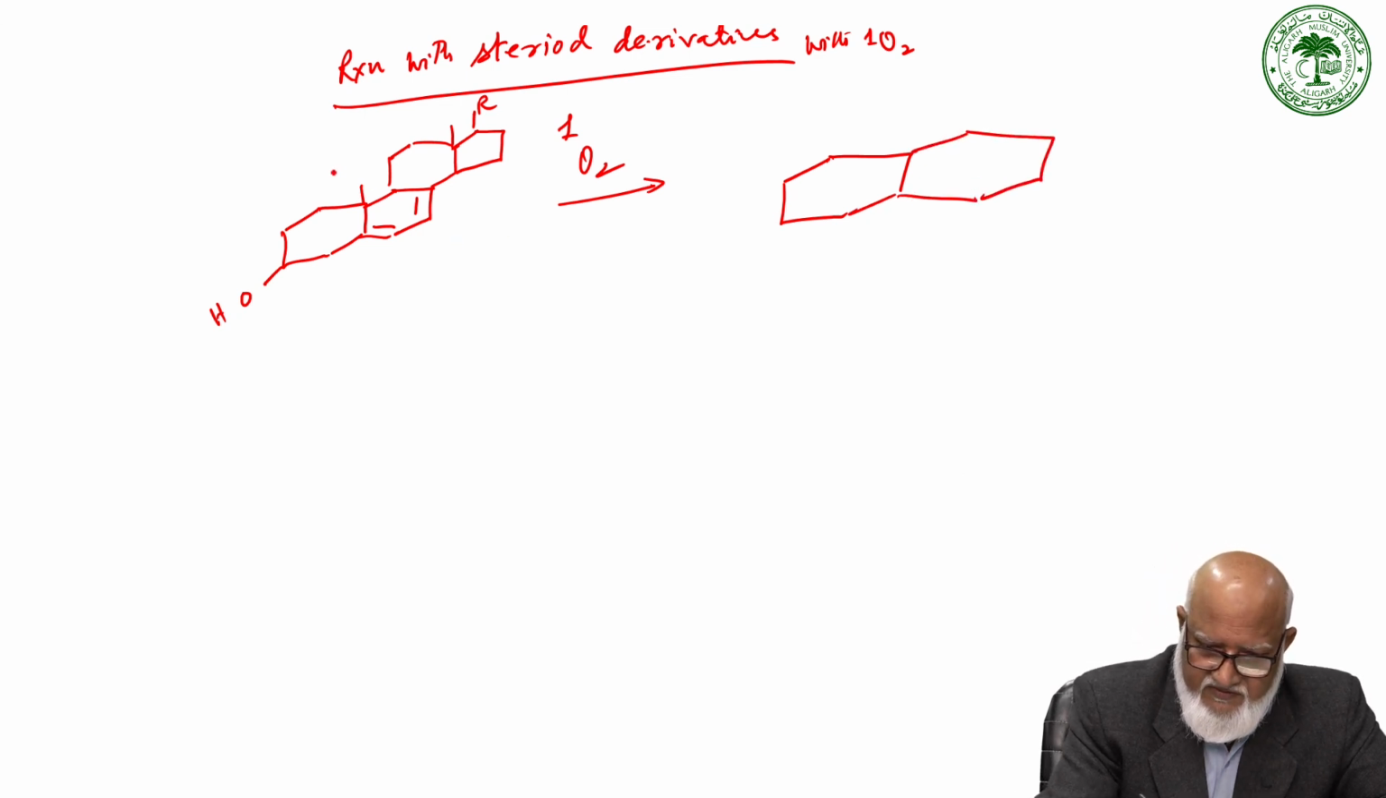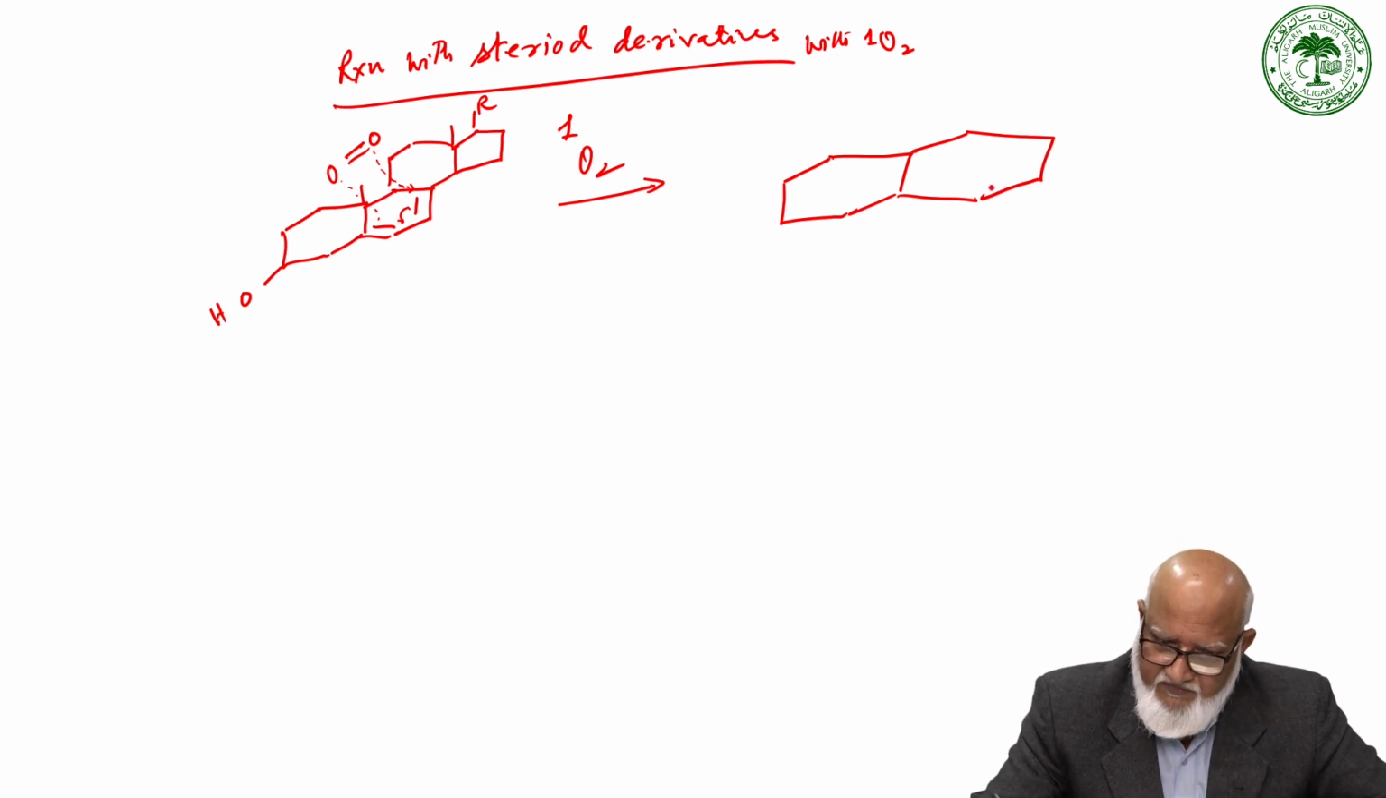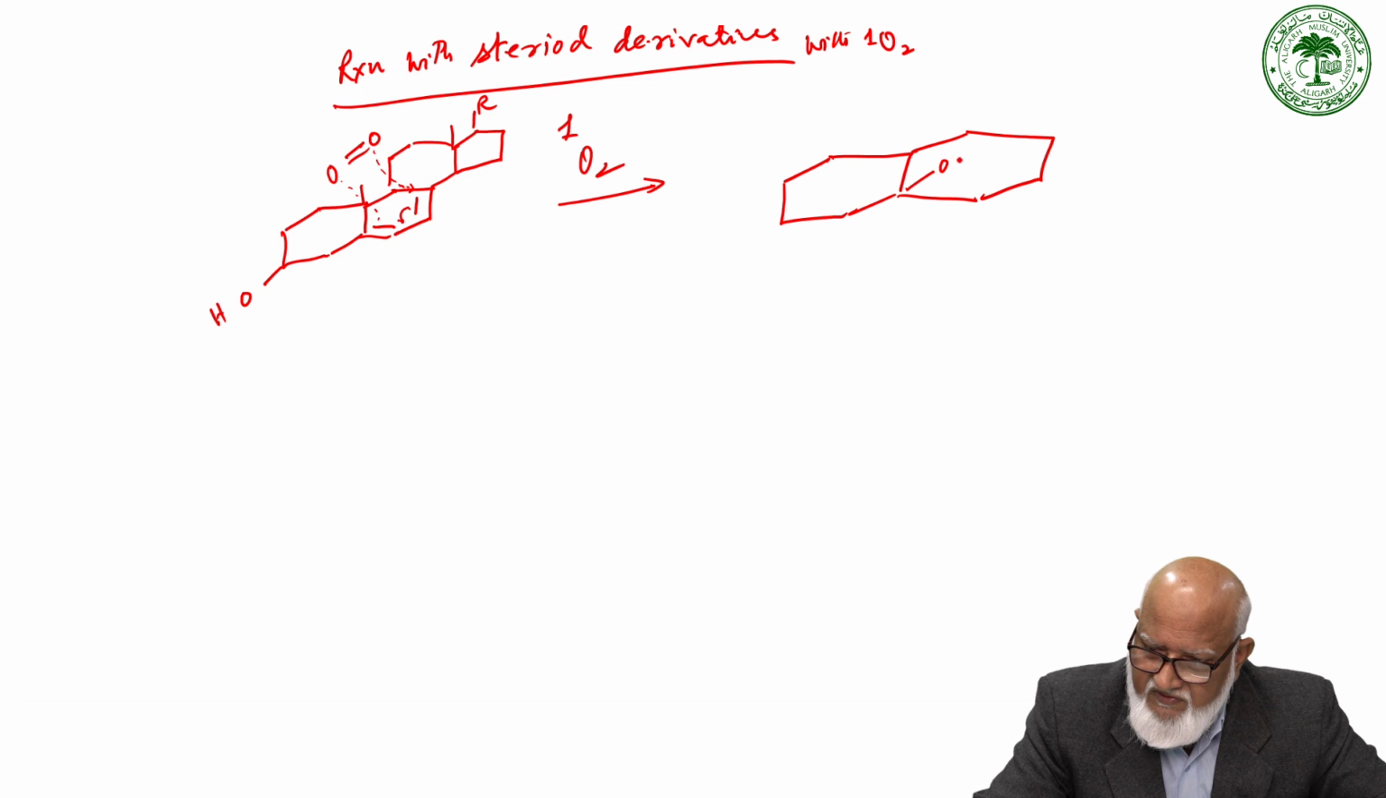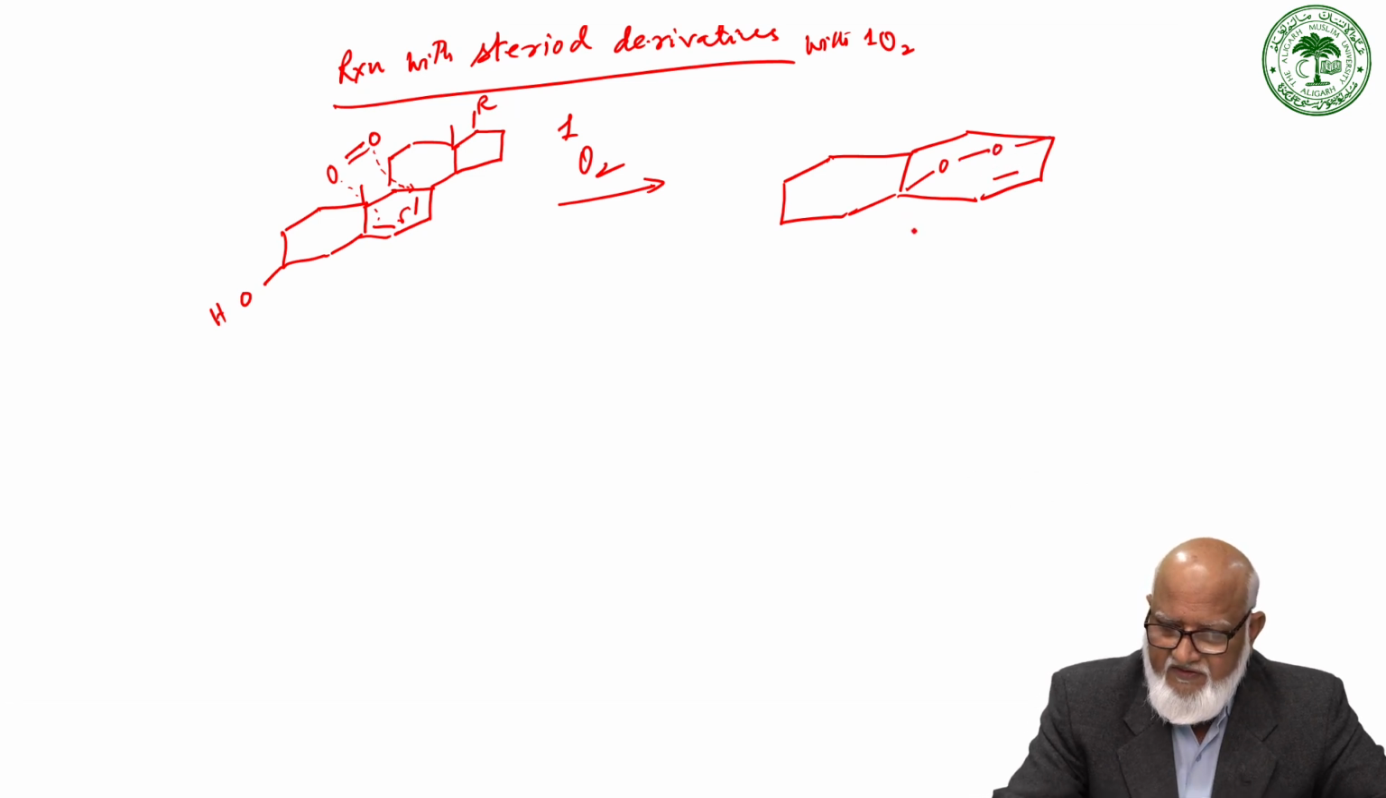So we have a linkage between this and this with one oxygen, another oxygen, and the double bond here, and of course a methyl group here and the OH here, and the rest of the things remain the same.